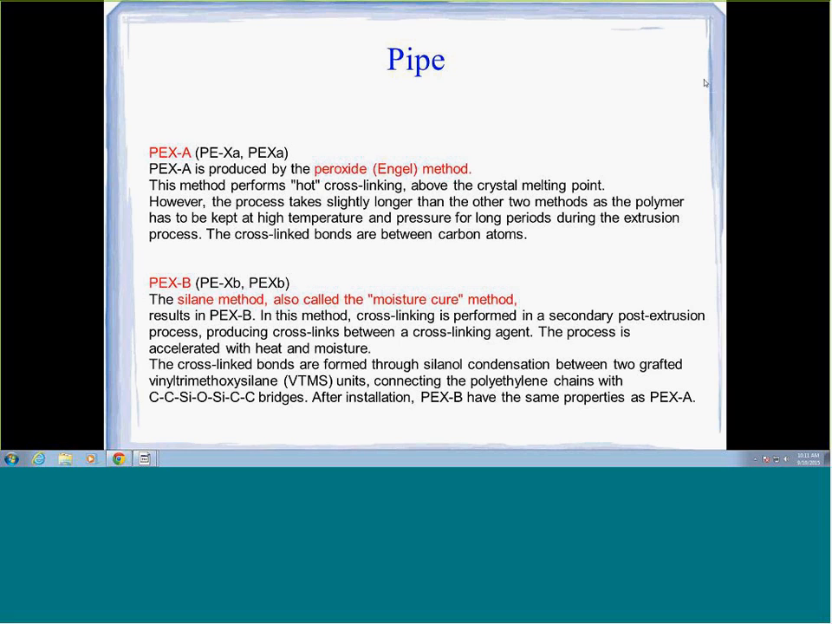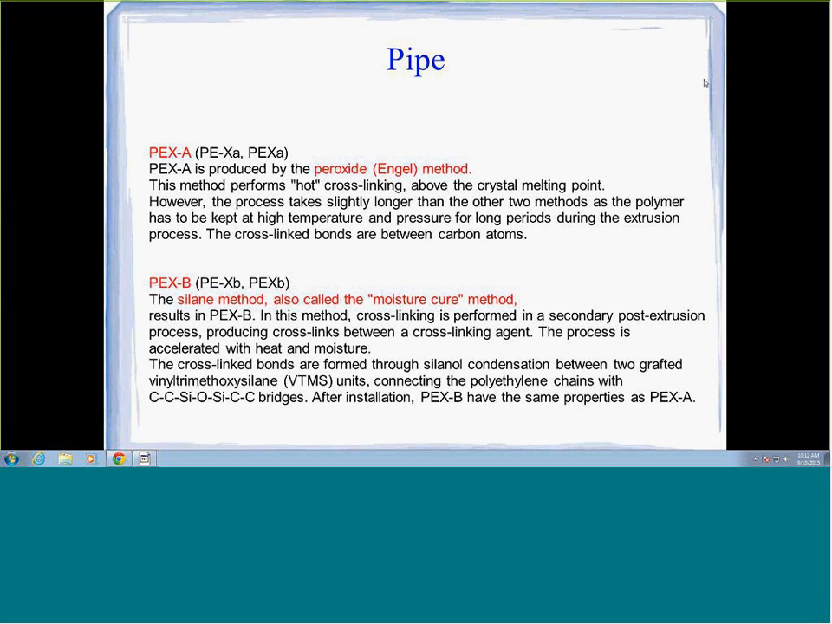Peroxide is added as the tubing is being extruded, and because of that extra process as the tubing is being extruded, they can't run it as fast, which means that the machines can't produce as much pipe in a day as some of the other methods. We typically call that PEX A. PEX B is a silane method pipe. It's a moisture cure method, which means that the pipe is actually cross-linked after it's extruded.